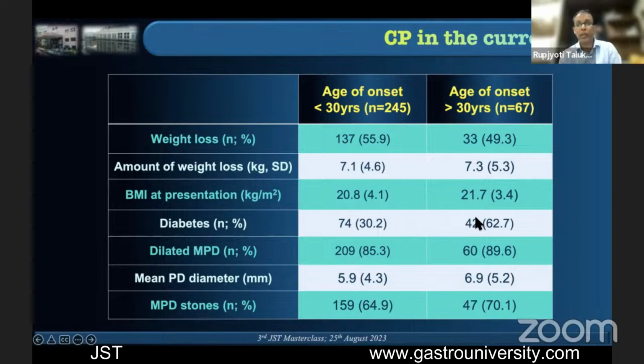Similar proportion of patients had weight loss, and BMI was similar in both the groups. Diabetes, of course, was more in the patients over 30 years. That could have other etiological factors also. Some of them may be having type 2 diabetes, or because of the duration of the disease, probably they have more diabetes. Again, morphological changes were similar in the form of dilated main pancreatic duct and presence of MPD stones. So again, we see a similar kind of disease between patients who have onset below 30 years, and who had onset above 30 years.